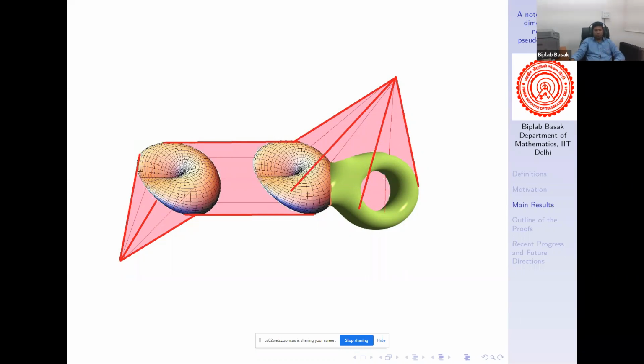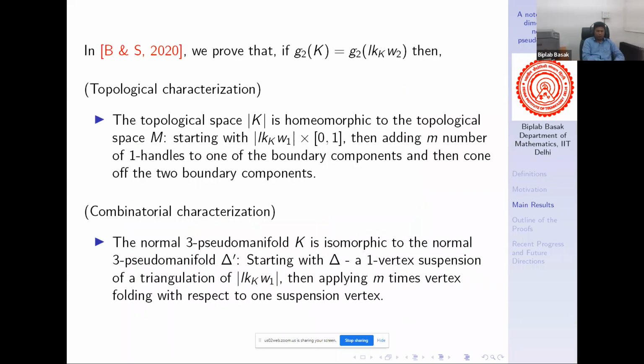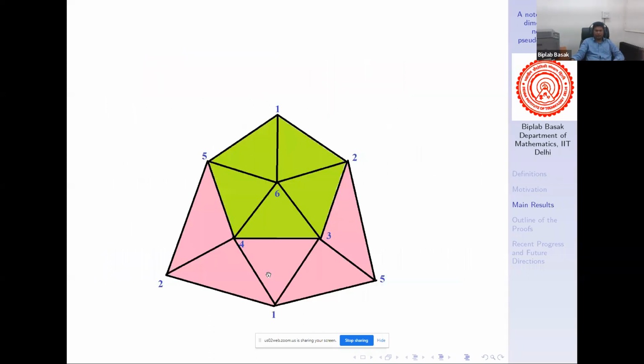Now we come to the combinatorial characterization part. So combinatorially, K will be isomorphic to this normal three pseudomanifold. We start with a one vertex suspension of the triangulation of link of W1, and then we apply m number of vertex foldings with respect to one suspension vertex. Now this one vertex suspension is well known for those who work in combinatorial topology. So here I want to recall this one for you.